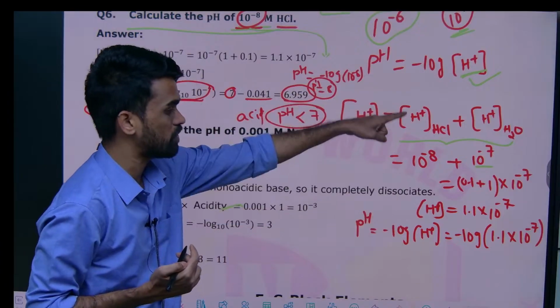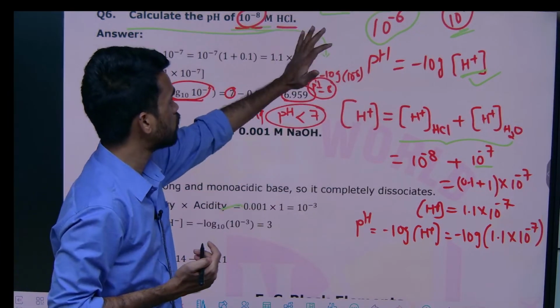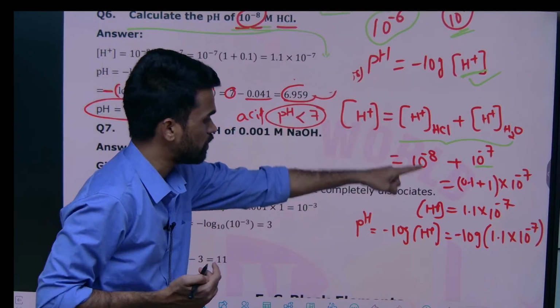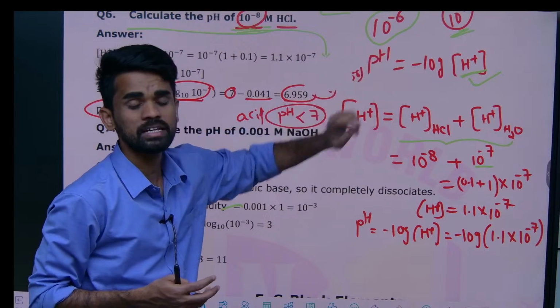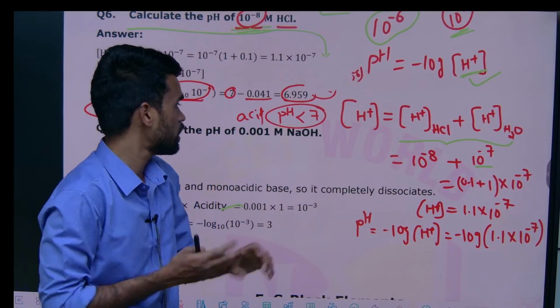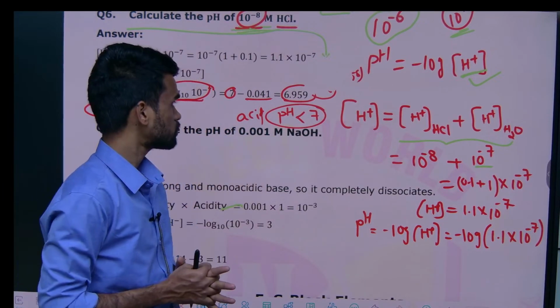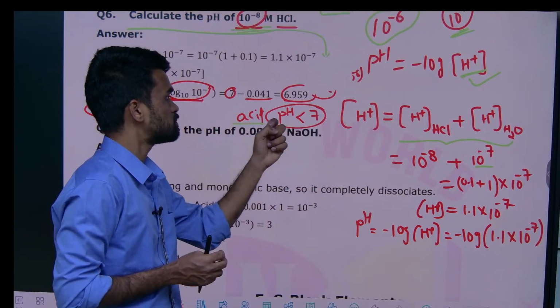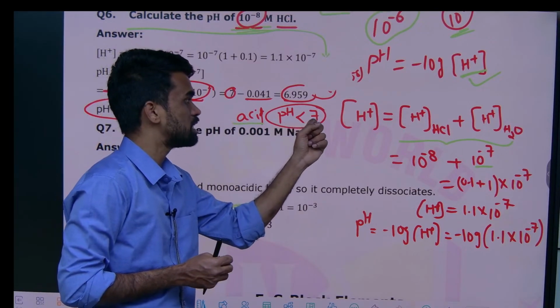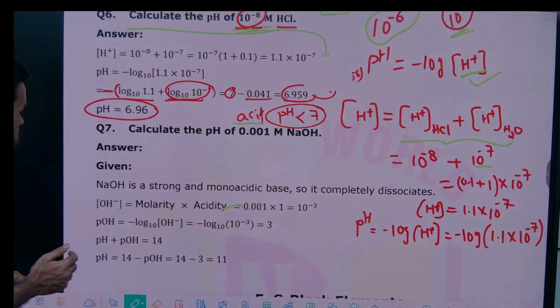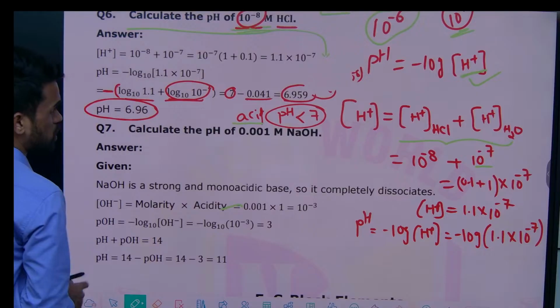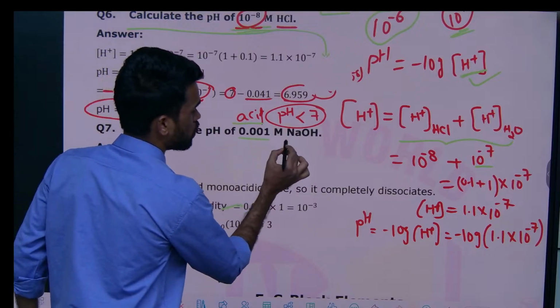This is the proper way of solving the question. Okay, so do not do like this. Always follow these steps whenever you have H plus ion concentration less than 10 power minus 6. Okay, hope it's clear. Now remember, acid pH is always less than 7. Okay, these are the steps to be followed here. That's it. And one last question here we have is pH of 0.01 molar NaOH.